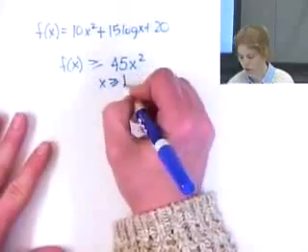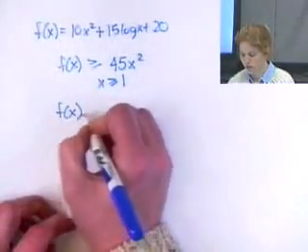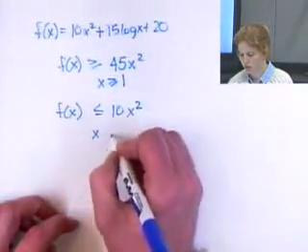Okay, so again, we had f of x is 10x squared plus 15 log x plus 20. We already proved that it's less than or equal to 45x squared when x is greater than or equal to 1, right? And it's easy to prove that f of x is greater than or equal to 10x squared for x greater than or equal to 1.